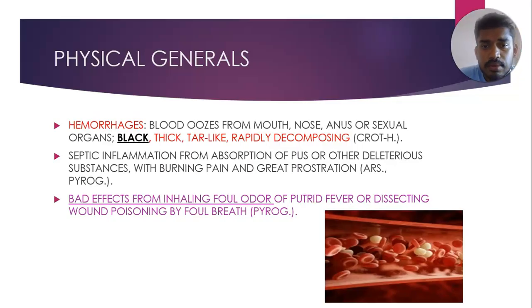Septic inflammations from absorption of pus or other deleterious substances, with burning pain and great prostration. Now, for sepsis, there are three important remedies you have to remember: Arsenicum album in general, Pyrogen, very important, and then you have Anthracinum. Everything has its own characteristic features, but on the whole, for sepsis, these three should be in your mind. Even to an extent, carbolic acid or Carbo animalis can come in, but please, these three are the remedies you have to remember: Arsenic, Pyrogen, and Anthracinum.